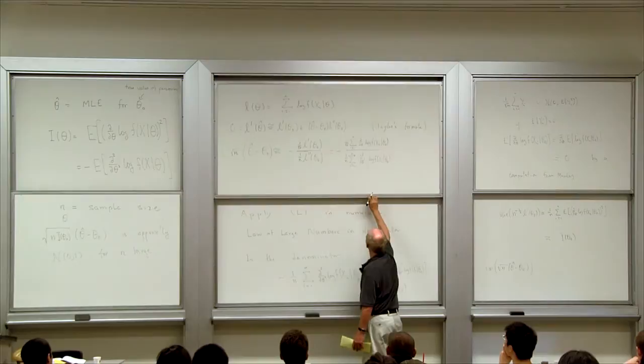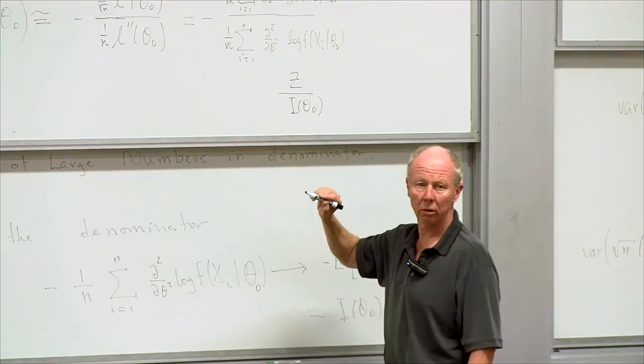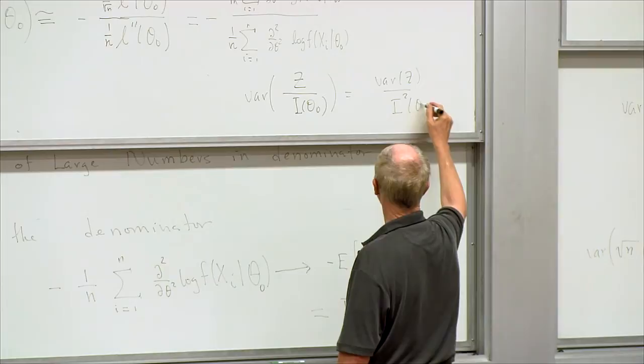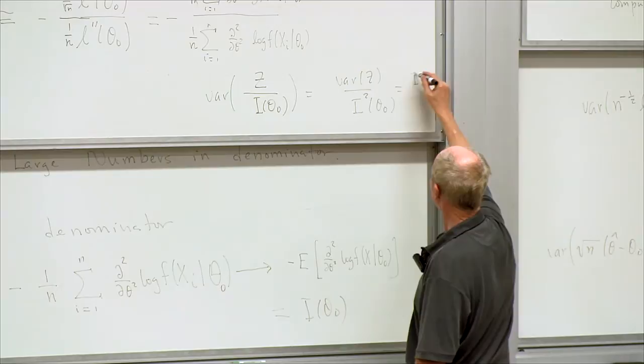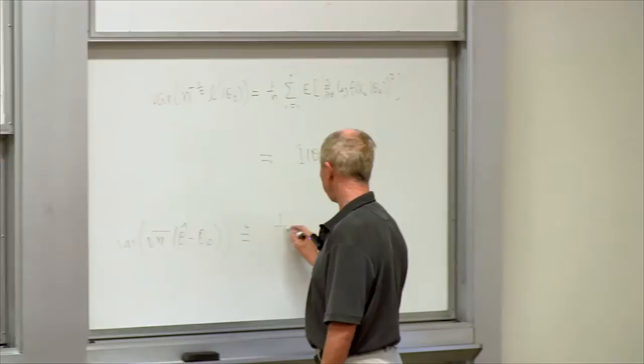So this is like a normal random variable, z, with variance I of theta 0, and it's divided by I of theta 0. What's the variance of this? It's the variance of z over I squared of theta 0, right? And the variance of the numerator we just found was I of theta 0. So it's I of theta 0 over I of theta 0 squared. So that's 1 over I of theta 0. So the variance of this is about 1 over I of theta naught.